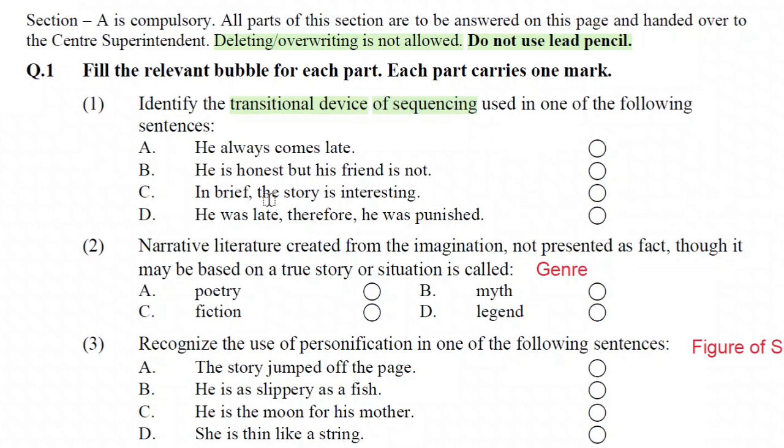The third one is in brief. This is also a transitional device, but this is transitional device of conclusion. Look at the last one. He was late, therefore he was punished. First he was late and then he was punished. This is the correct option.